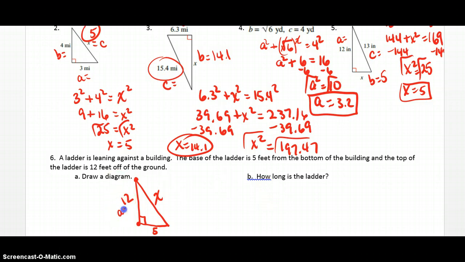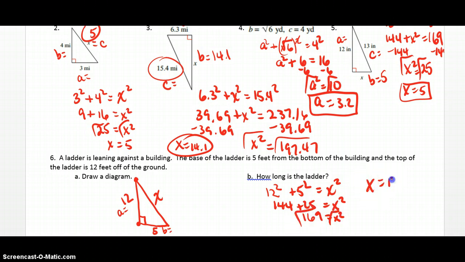So let's call this A and B. A is 12. So 12 squared plus 5 squared equals x squared. 144 plus 25 equals x squared. That's 169. If I take the square root, I get x equals 13. So we have a 13-foot ladder. If you notice, the problem we just did with the 12, the 5, and the 13 is the same triangle as we had in example 5.